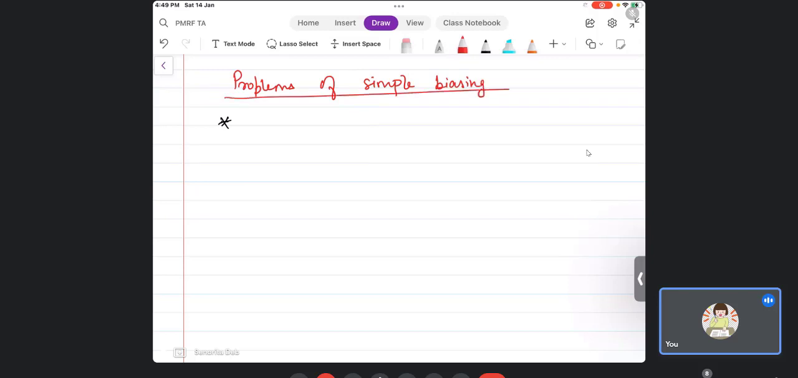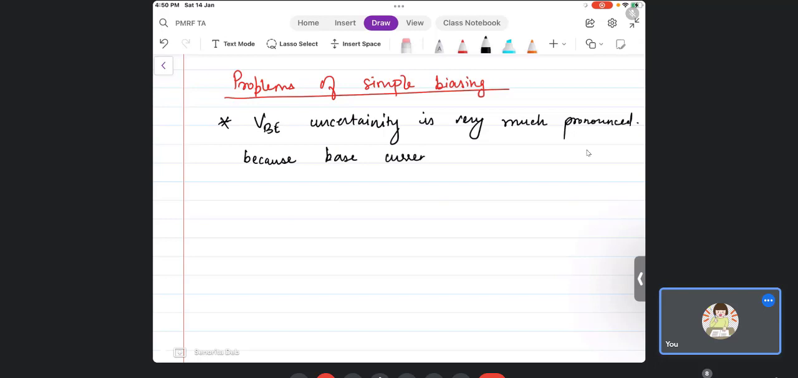Okay. So the problem of simple biasing is that VBE uncertainty is very much pronounced. Okay, please write these points. It can be useful, even if you are preparing for ESE, this is very much useful. VBE uncertainty is very much pronounced because base current is determined by VCC minus VBE.